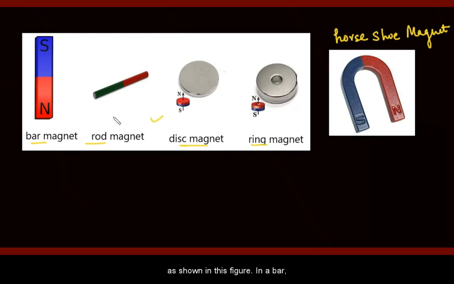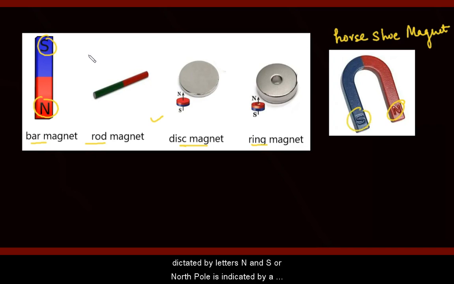In a bar, rod, and horseshoe magnets, north and south pole are indicated by letters N and S, or sometimes north pole is indicated by a dot. In disc and ring magnets, one face is north pole and another face is south pole.